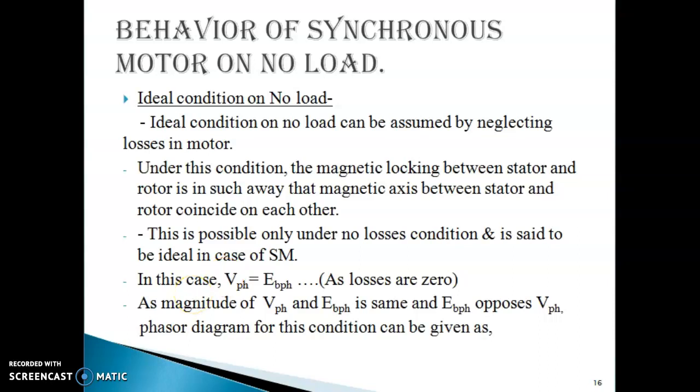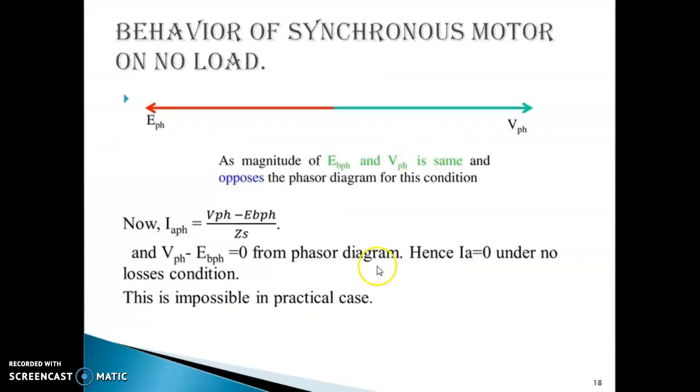So how can we draw the phasor diagram for this? This is the phasor diagram for the first condition, no load, no losses. Take VPH as a reference towards the left hand side and draw EBPH with the exact magnitude of VPH but in the opposite direction like this. Okay, so this is the phasor diagram for case number 1.